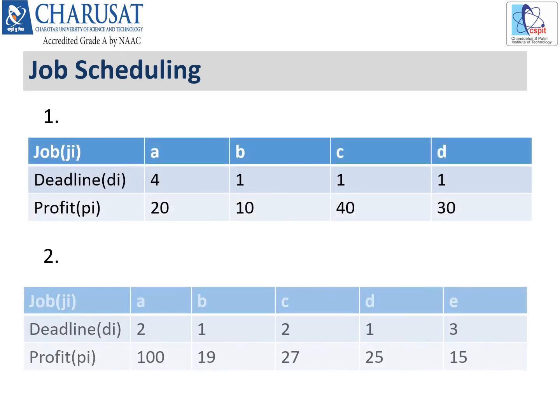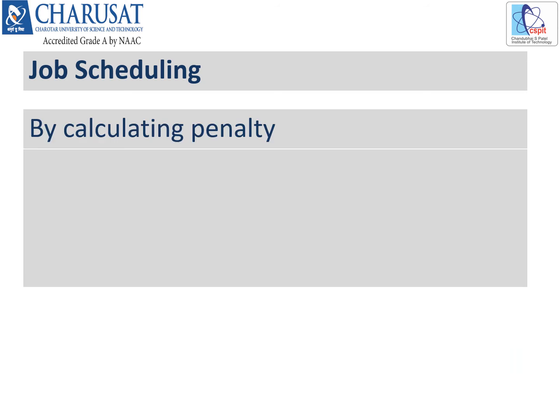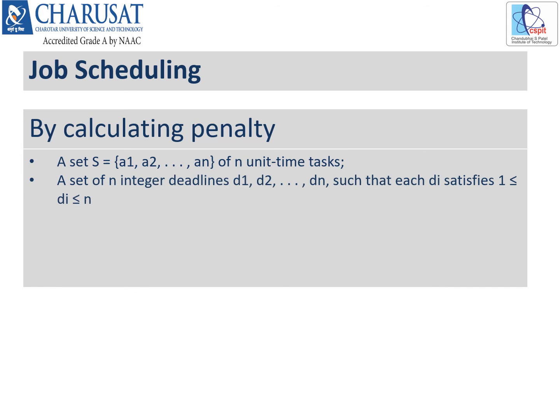Now there are two examples that you can solve for your practice. Now, if penalties are associated with the jobs, then we have to schedule the jobs such that we can minimize the penalties. So here, a set S is given with n unit time tasks, A1 up to An. Now we also have been given the deadlines, which are integers d1, d2, dn, such that each di satisfies 1 ≤ di ≤ n.